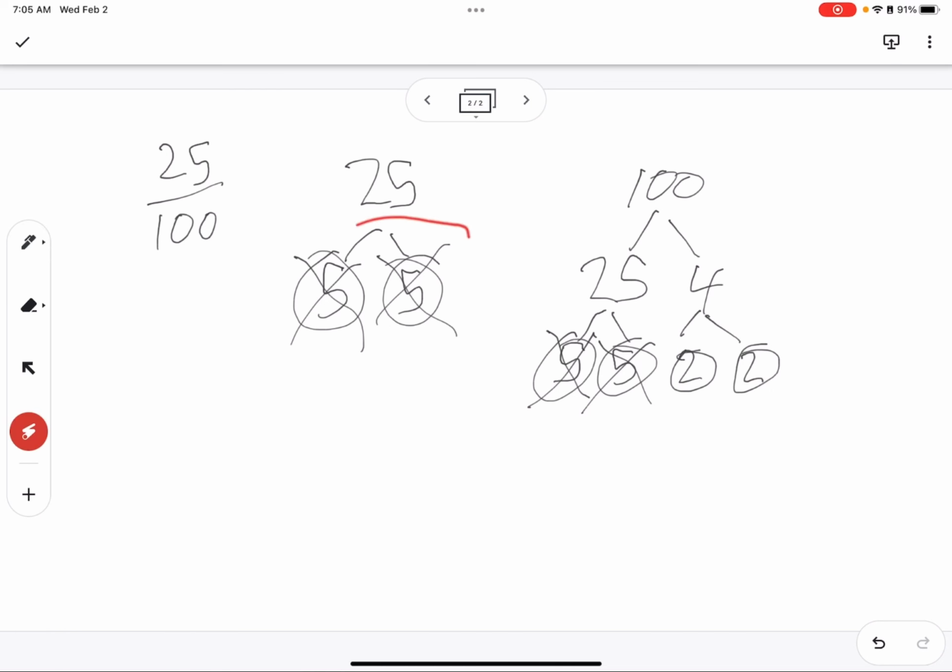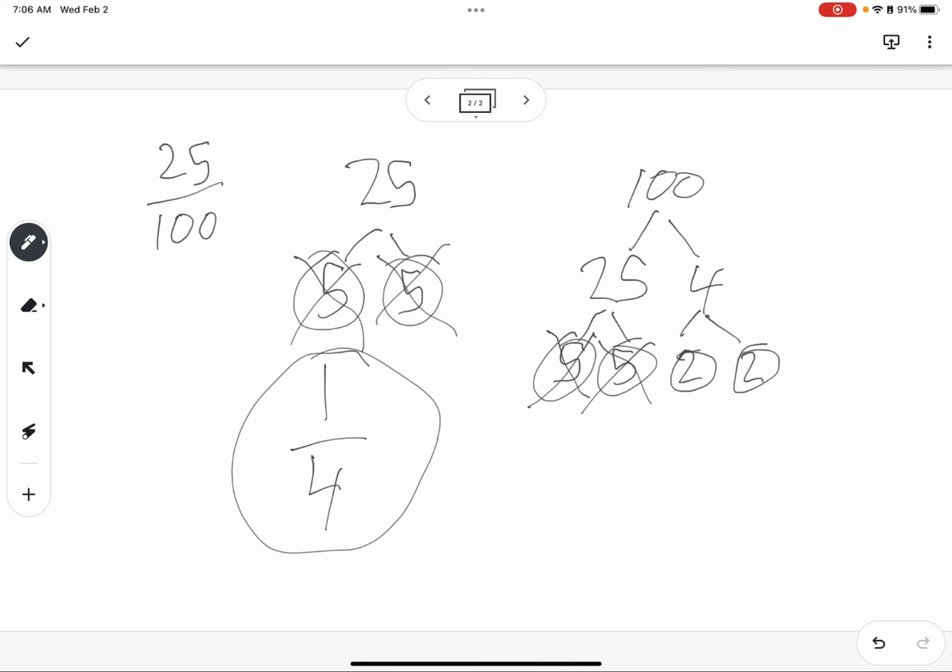Now, notice I've canceled all the numbers over here. When you cancel all the numbers, this number becomes a 1. So this 25 is going to become a 1. And here, the 100, I've still got these two numbers, so I'm going to multiply them together. 2 times 2 is 4. So my 100 becomes a 4. And now my fraction has been simplified to 1/4.